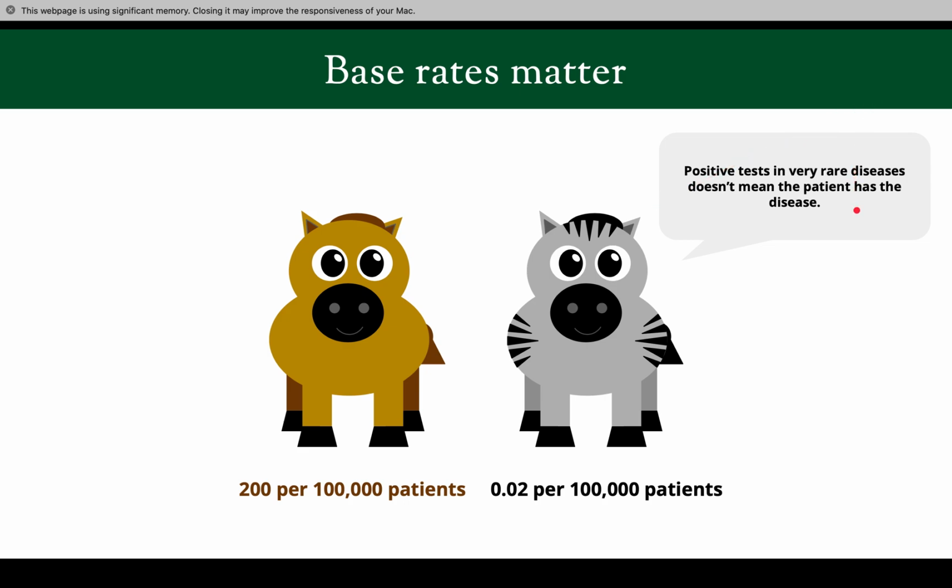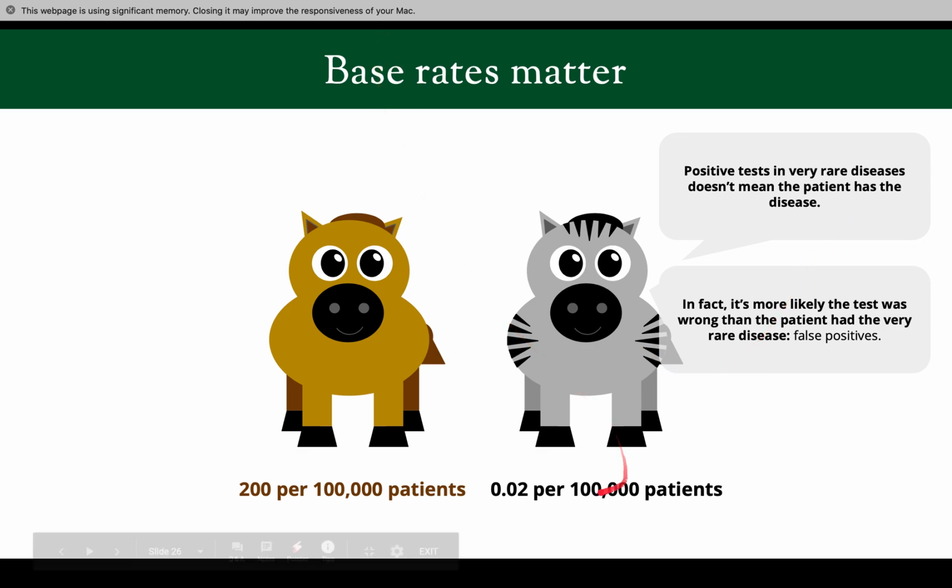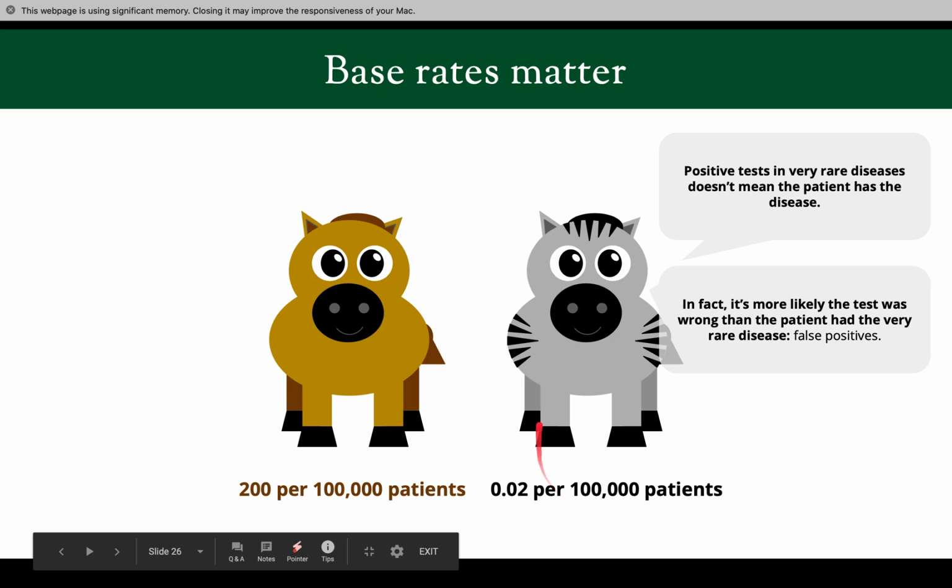So positive tests in very rare diseases doesn't mean they have that disease. In fact, what it really means, it's more likely that the test is wrong, right? That you actually have a false positive. And so these base rates do matter. In rare diseases, we have to be very careful.